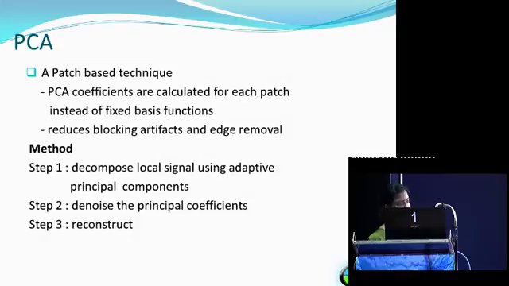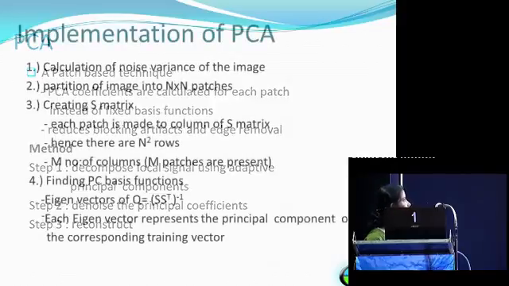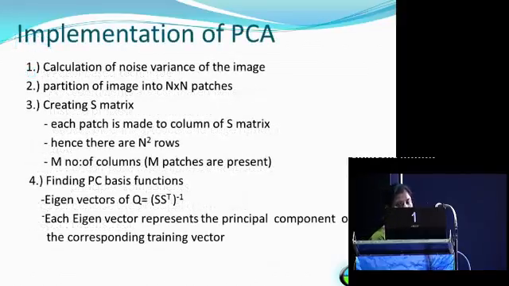These are the basic steps which are done. Initially, take the original observed image, calculate the noise variance of the image, then partition that image into n by n patches. So I can say my training vector, which makes the matrix, has vectors of size n square by 1 arranged or concatenated to the right. So you have m columns depending upon the number of patches.